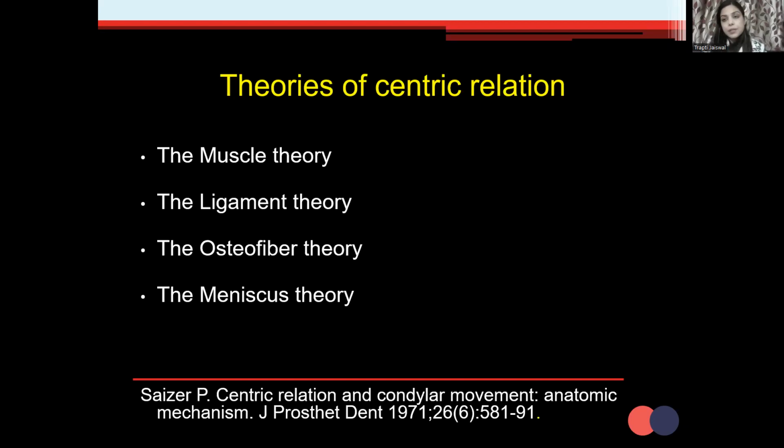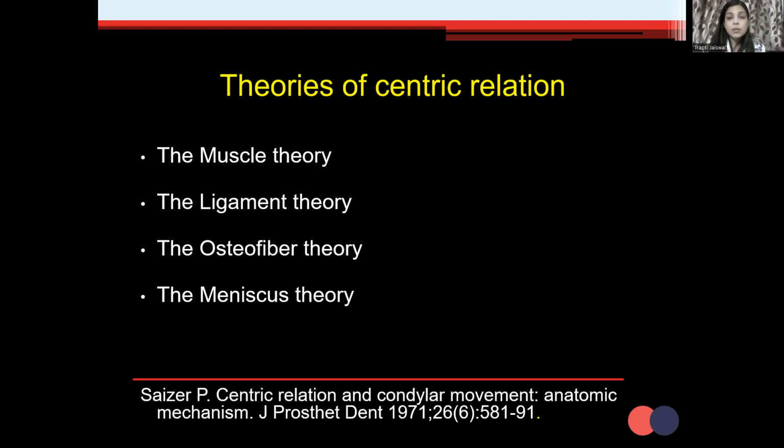What are the theories of centric relation? The theories we'll be discussing regarding centric relation are the muscle theory, ligament theory, osteofiber theory, and meniscus theory. Why these theories? These theories will help us see the anatomy of muscles, ligaments, osteofibers, and meniscus, which form the anatomy of the temporomandibular joint. They help us see what is keeping the condyle of the mandible in the same position. It is in this constant position throughout life.